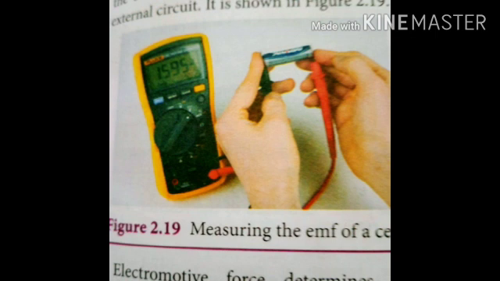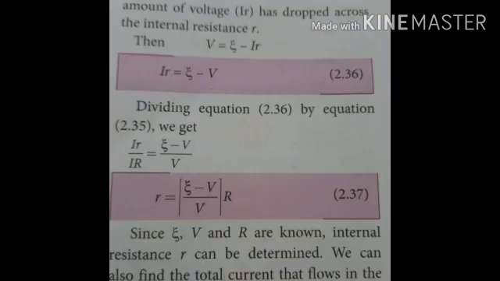They have some resistance to the flow of charges within the battery. This is called the internal resistance. For a real battery, the terminal voltage is not equal to the EMF. So the internal resistance, small r, is equal to (psi minus V) by V into R. Psi, V and R are known, so the internal resistance r can be found.